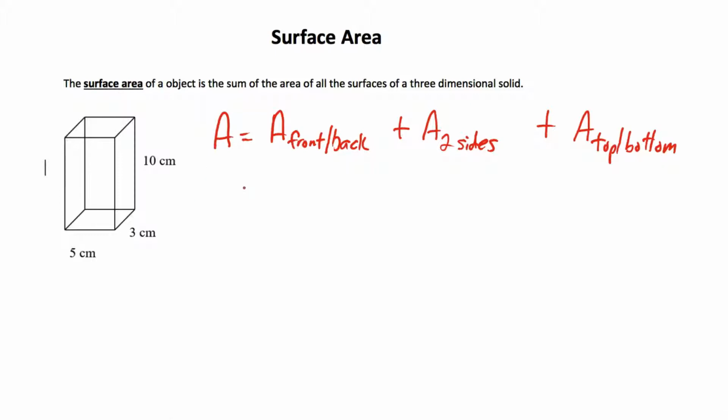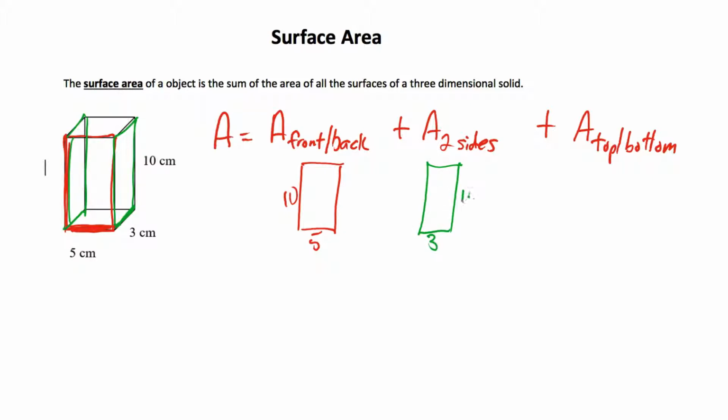Alright, so just to draw my front and my back, here's my front surface, and I can see from that it's 5 units by 10 units in dimension. My sides are 3 by 10, that side being the same as this side. 3 by 10, a rectangle. And my top and bottom surface being the same, dimensions of 5 by 3.